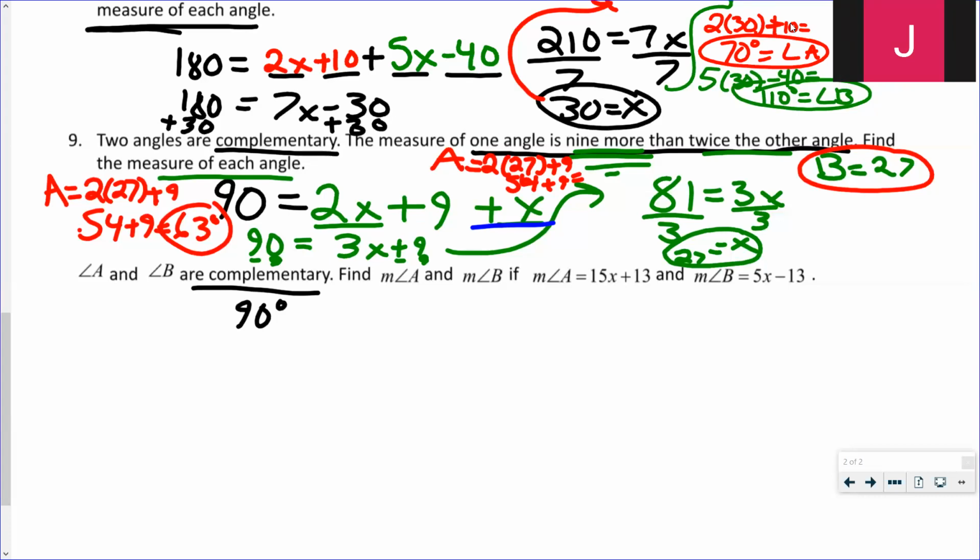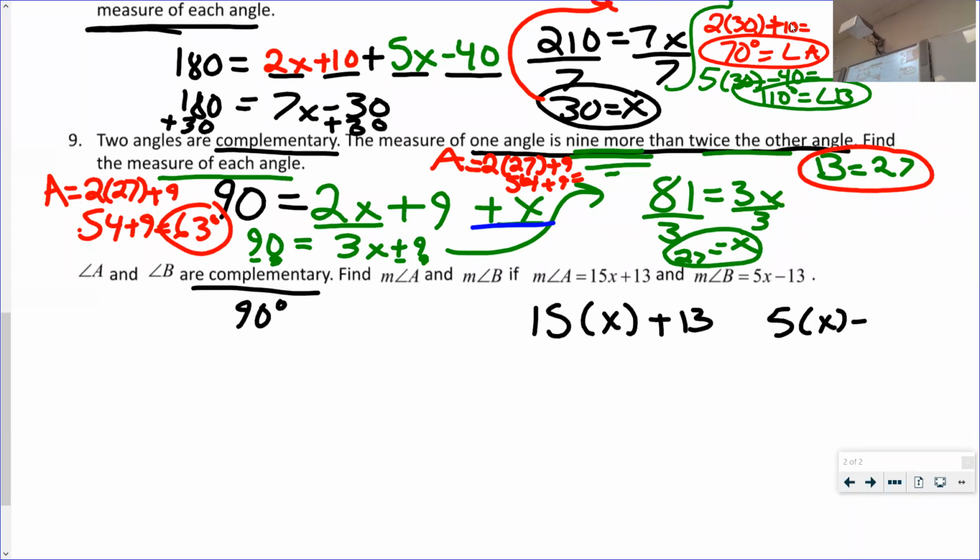Ethan, you are right, it's that X value. So when you plug it back in, it's going to be 15 times whatever your X value is, plus 13 for A, and then 15 times whatever your X value is, minus 13. So you remember, you're multiplying it. Don't make it like 150 or something like that.